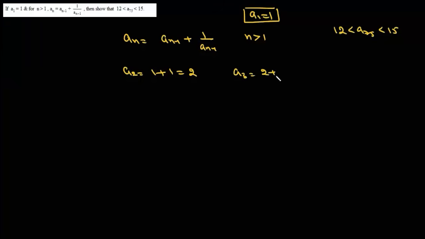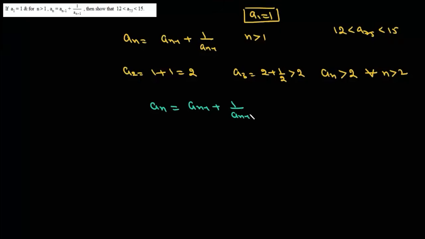a3 will be 2 plus 1 upon 2, which is greater than 2. And since it is an increasing sequence, any a_n will be greater than 2 for all n greater than 2. Now we look at this given condition. Now it says a_n equals a(n-1) plus 1 upon a(n-1).